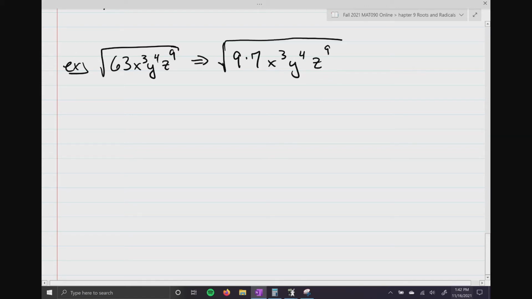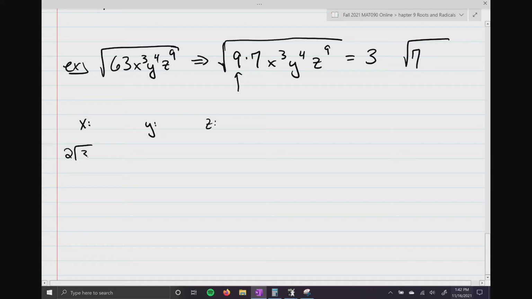Now I know the square root of 9 is 3, so I'm going to put a 3 here. And if you wanted to, you can leave yourself a little bit of space and put a 7 on the inside. So now the square root of 63 is done. It's 3 square root of 7. The question becomes, I got to worry about these variables. So I'm going to put an x, a y, and a z, and we'll do each of them.